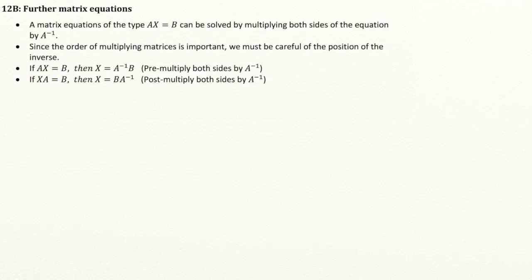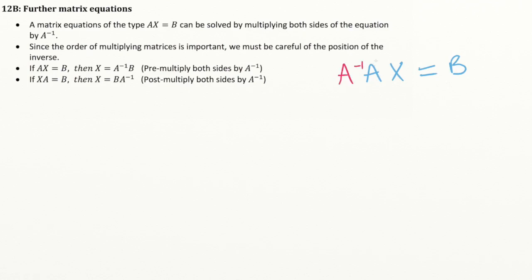So a matrix equation of the type AX equals B can be solved by multiplying both sides of the equation by A inverse. So I'll just show you exactly how it works in terms of the arithmetic of it. So if we've got AX is equal to B, now usually what we would do to get X by itself is we would divide both sides by A. But in matrices we can't divide, we can only take the inverse. So what we would do is take the inverse of A.